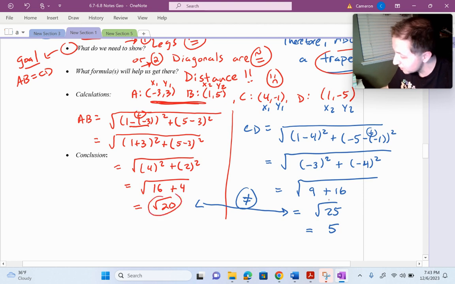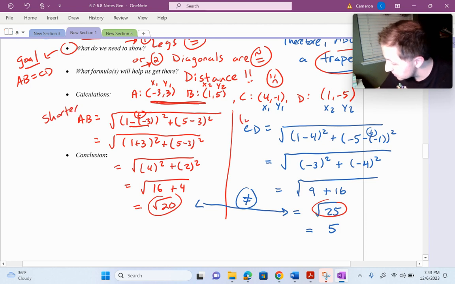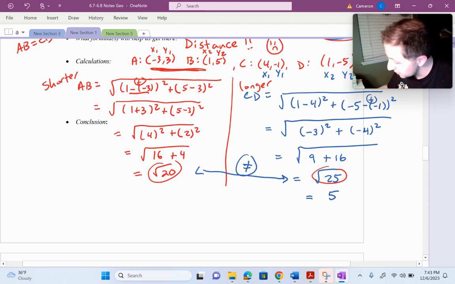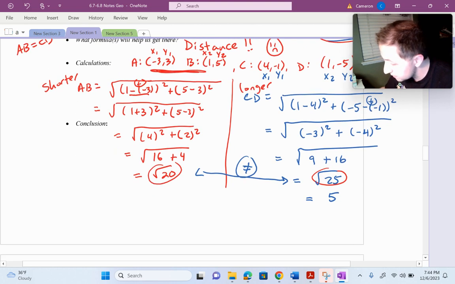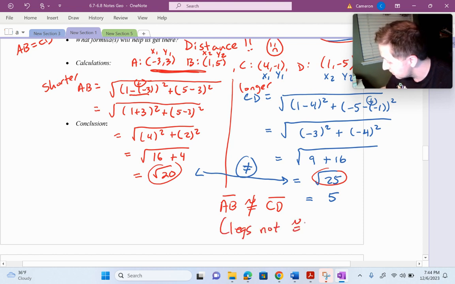Rad 20 and rad 25 are not the same length. The first one we did is shorter, and the second one we did is longer. They're not the same length. So what's my conclusion from this? My conclusion from this is that the length of AB does not equal the length of CD. So I know AB is not congruent to CD. In other words, my legs are not congruent.